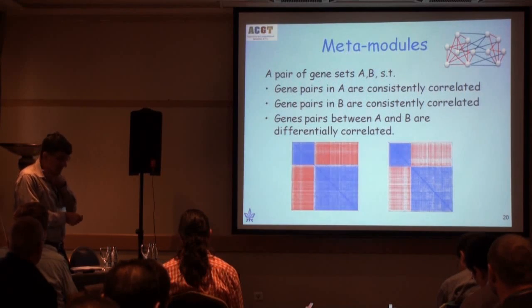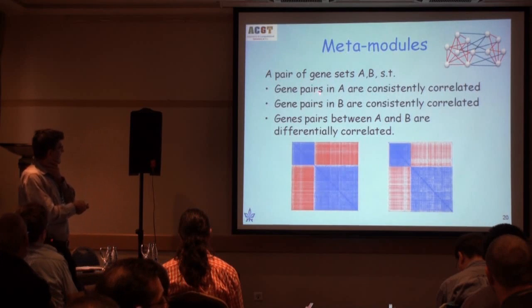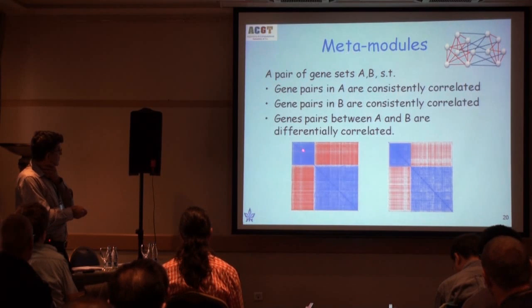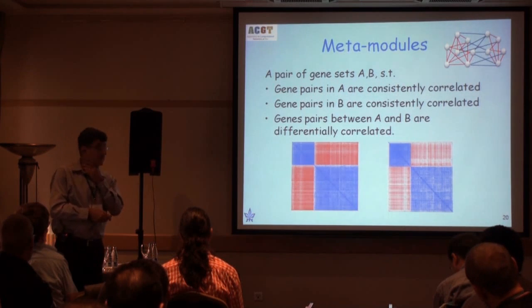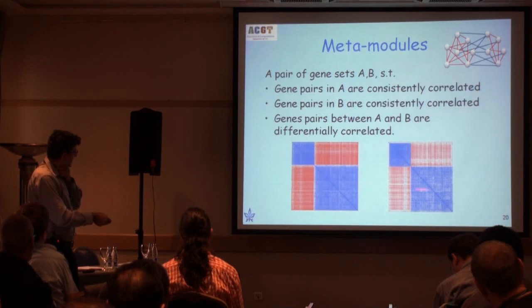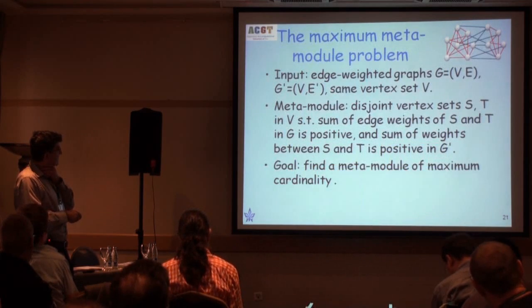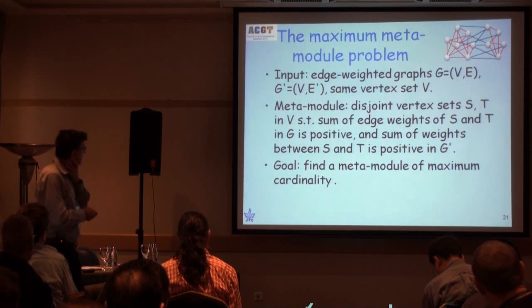A more interesting object is the meta-module. So again, this is a pair of sets, set A and set B, such that within each set, the genes are consistently correlated, but between the sets, they are differentially correlated, comparing the values in the two classes. And mathematically, we can simplify this to the following problem.